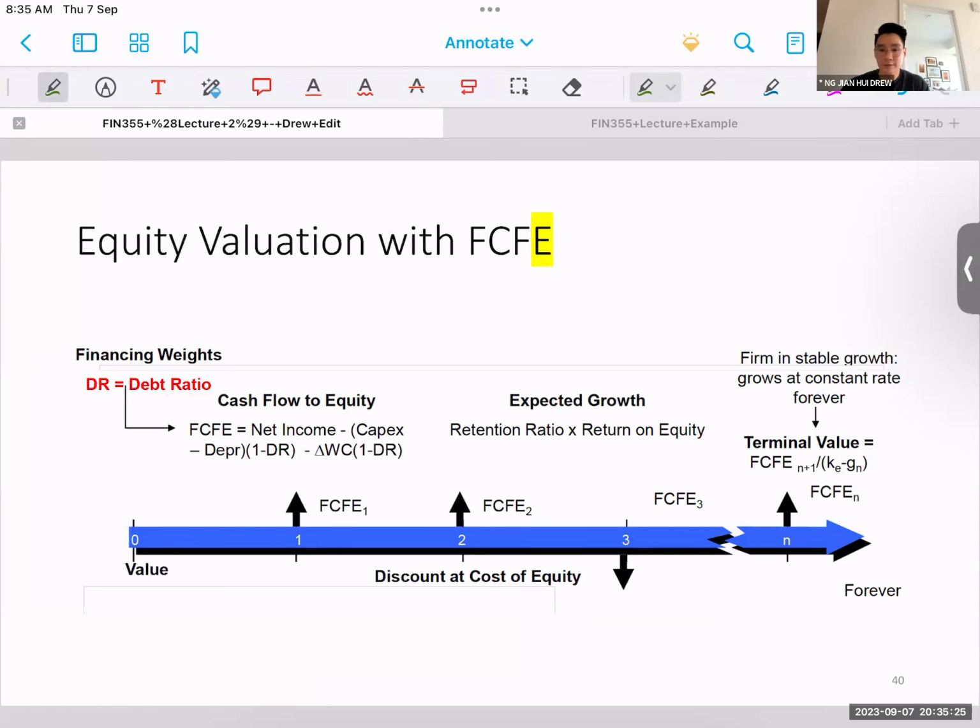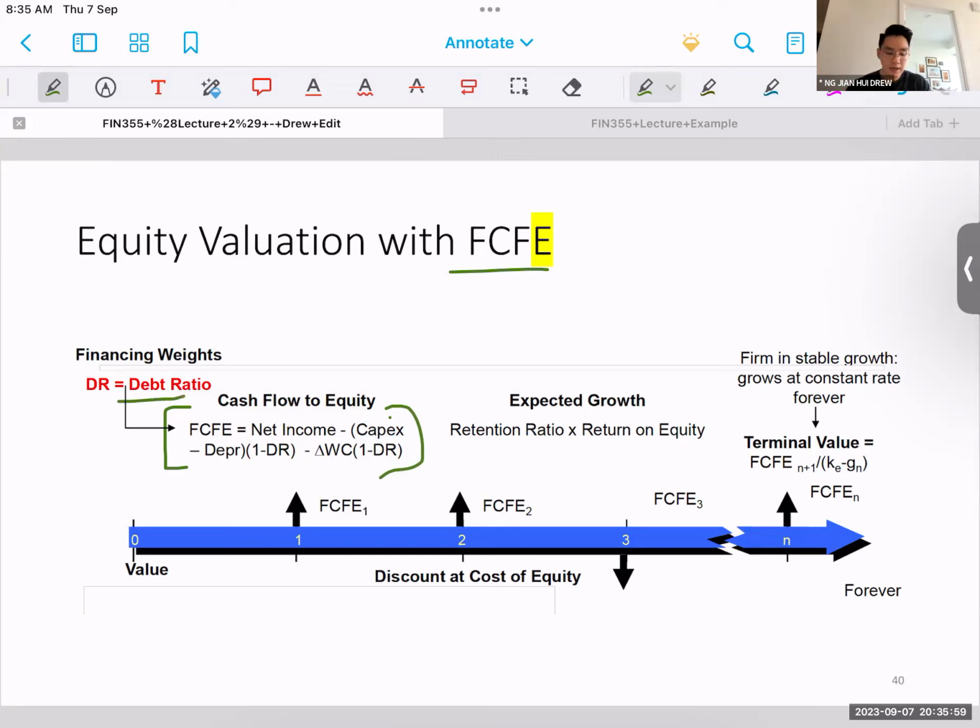Same thing, we look at various components. First of all, now we're going to calculate valuation towards the equity, right? So we have the cash flow to equity. We want to calculate what's the FCFE. This is the most common formula that we use, where DR equals debt ratio.